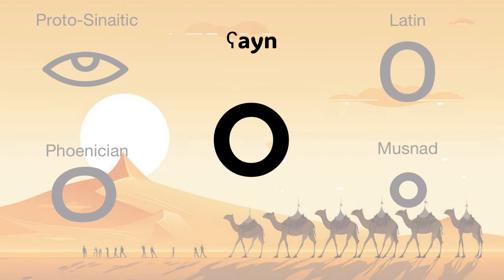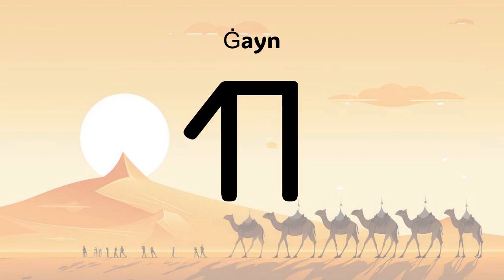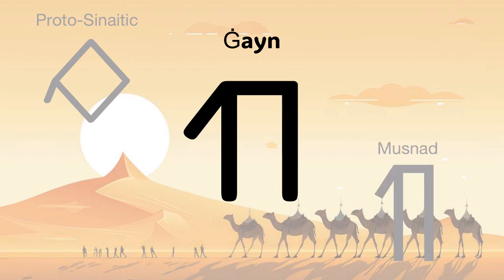Our next letter is Ra. The Dadanitic Ra is identical to Proto-Sinaitic, just opened at the bottom, as is the case with several other letter forms. The Musnad form is identical. This letter was lost from Phoenician in the Proto-Canaanite stage.